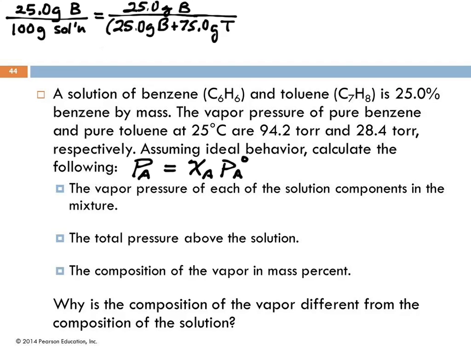So we need mole fractions. We've got grams. We need to change these numbers into moles. So we're going to need molar masses. So somebody find the molar mass of benzene for me, and somebody else find the molar mass of toluene. So I'm going to take 25 grams of benzene and figure out how many moles that is.